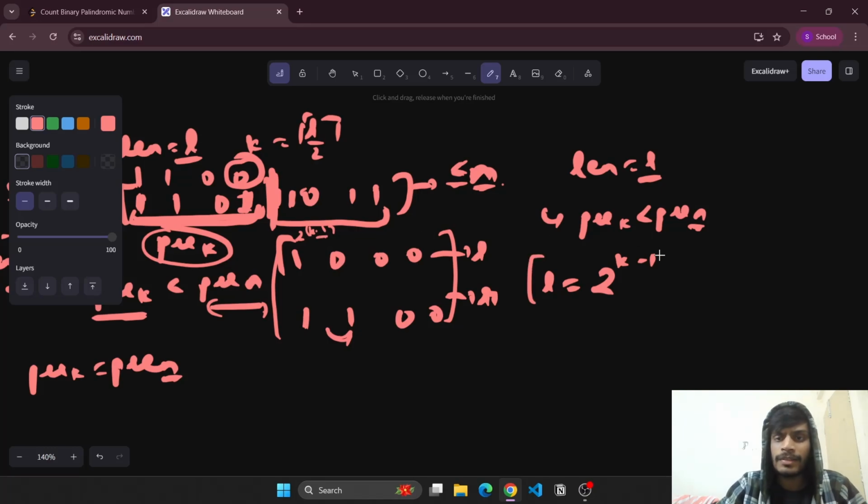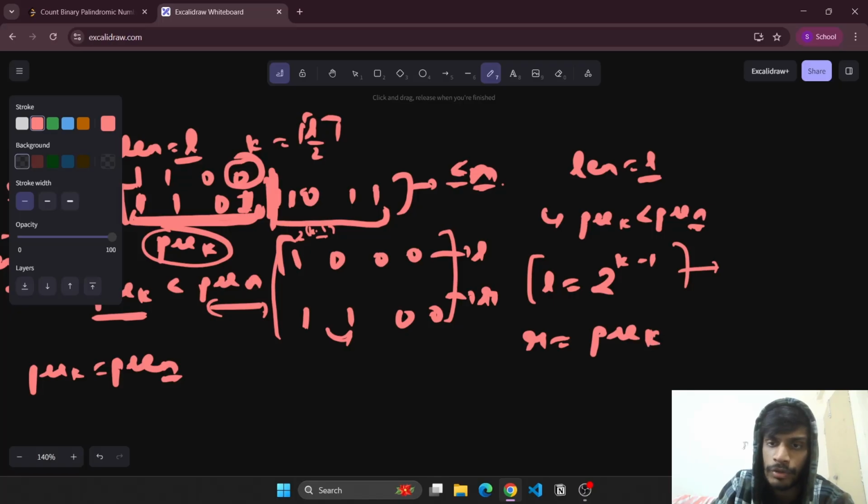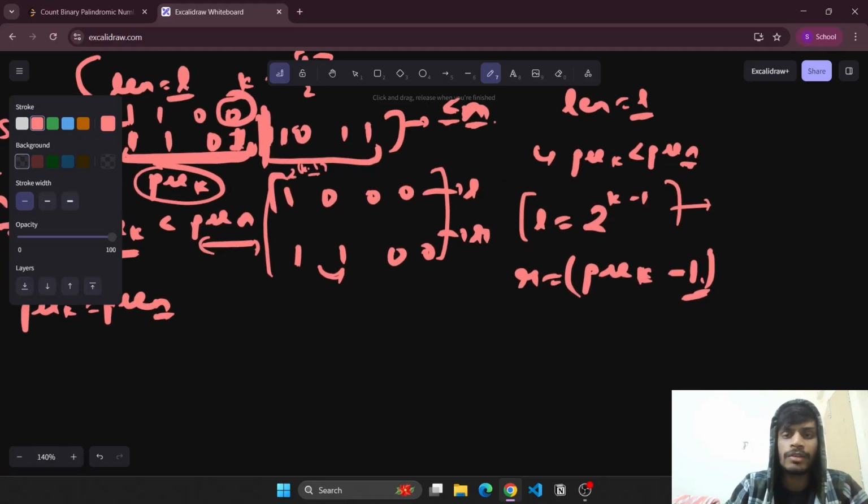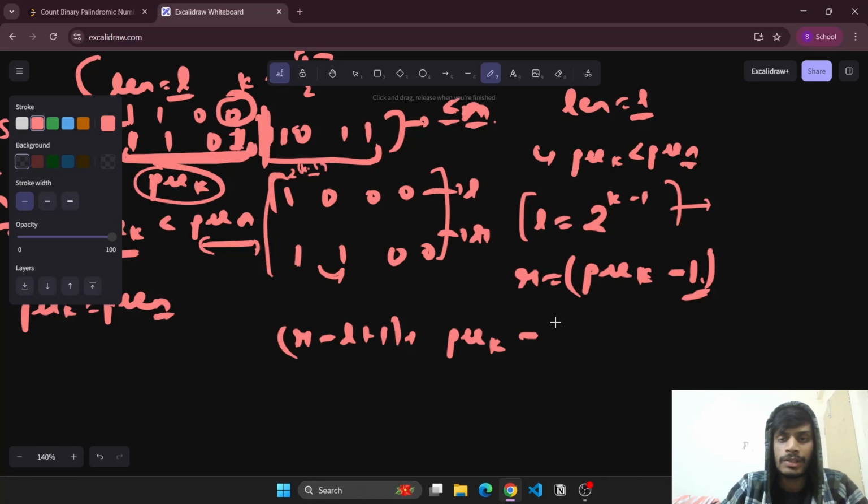Now, what will R be here? It will be the value represented by prefix of K, minus 1. Okay, so R here will be this. So the total count of numbers which lie in the range will be R minus L plus 1, which is simply prefix of K minus 1 minus L plus 1. So this minus 1 will be cancelled by plus 1, and it will become simply prefix of K minus 2 to the power K minus 1.